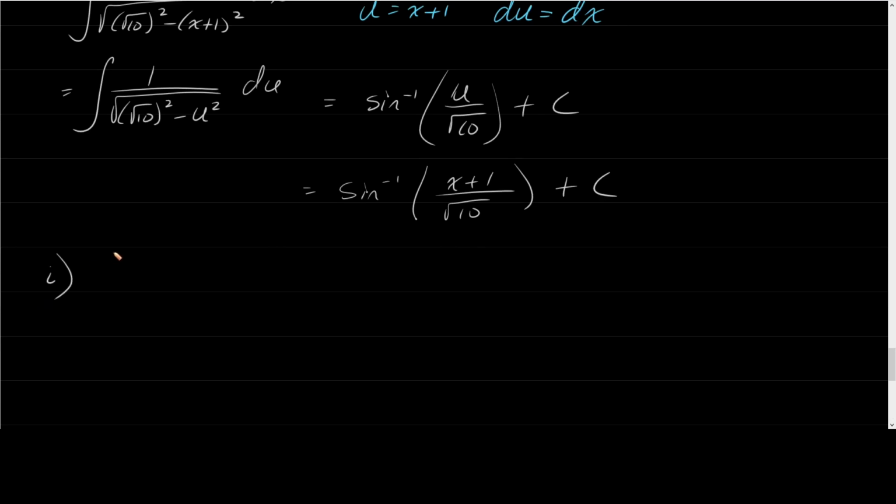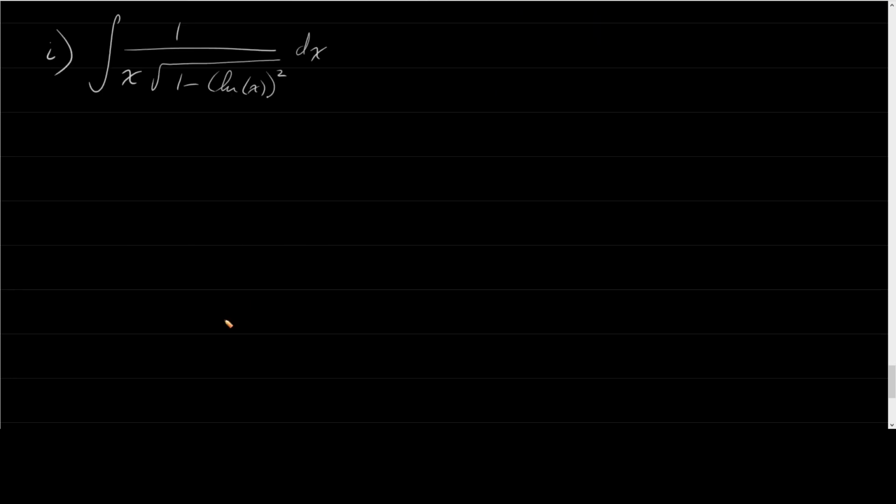So I've got the integral of 1 over x times the square root of 1 minus ln of x squared dx. All right, so let's see what this one does. And here we go. The very first thing I see is this ln of x down here. We're going to manipulate it so that that ln of x is not in there. So let's go ahead and start with that.